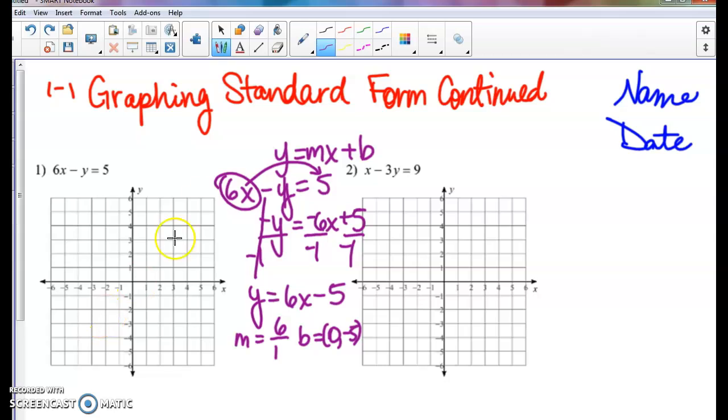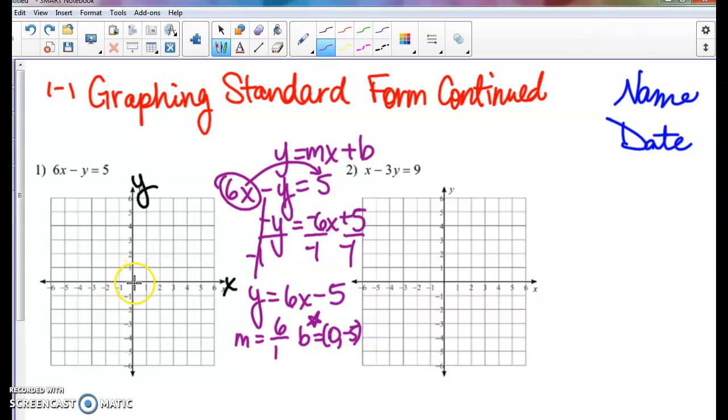So when we go to graph it, we want to make a coordinate plane. So make your x-axis, make your y-axis. Make 6 tick marks up, 6 tick marks down, 6 tick marks left, 6 tick marks right. Push pause if you need to. And now, if we're ready to graph, we're going to begin with b.